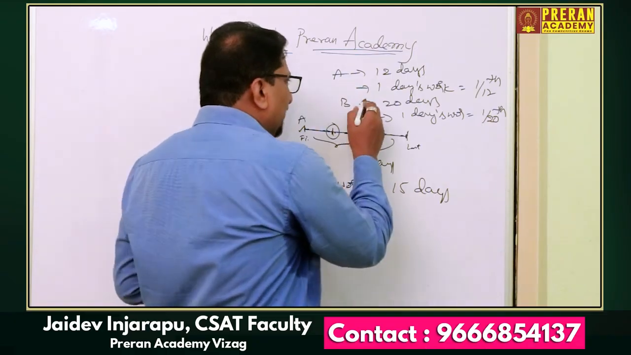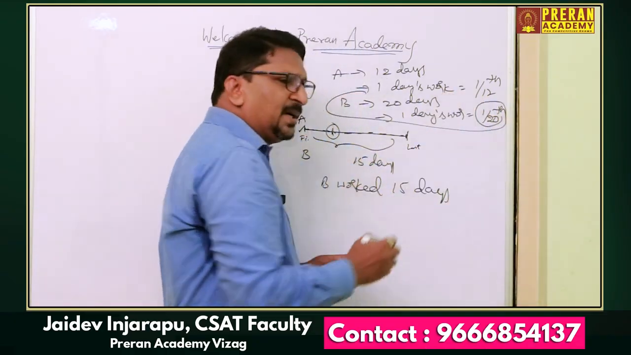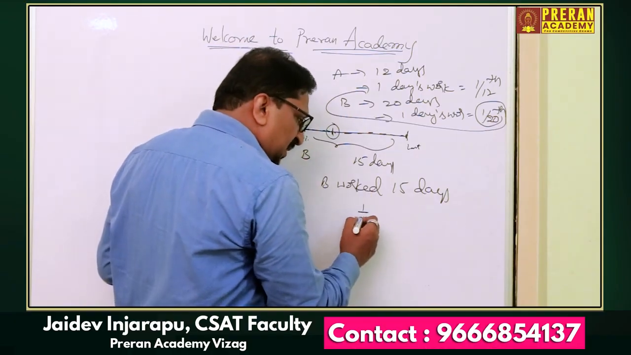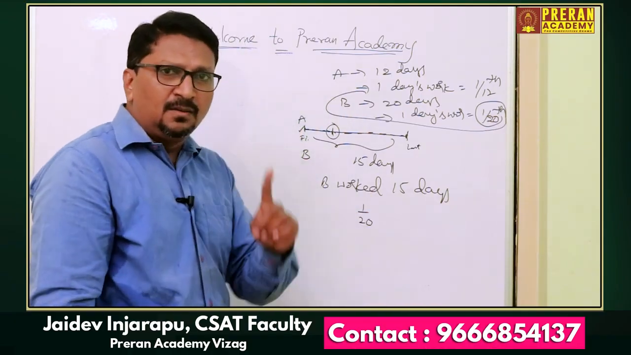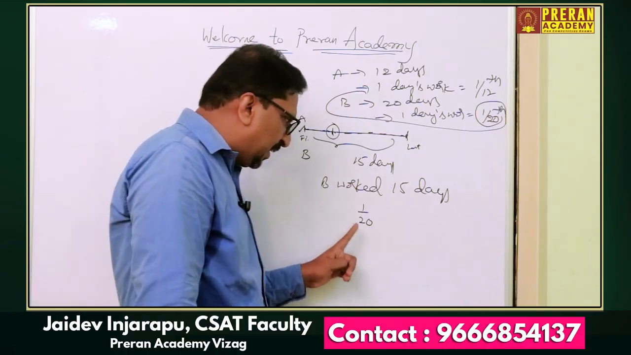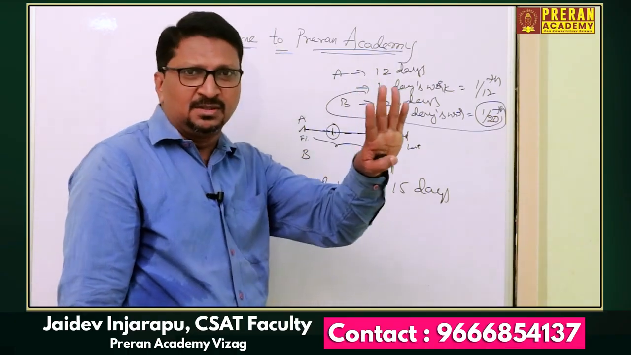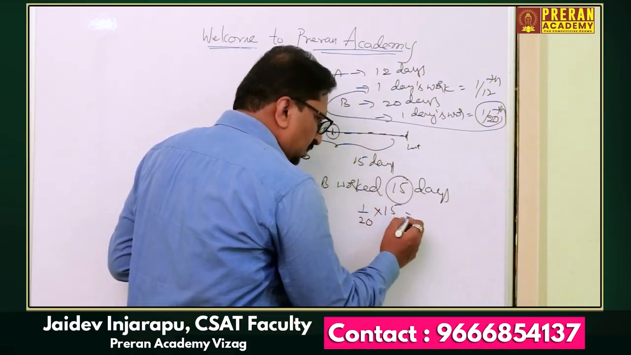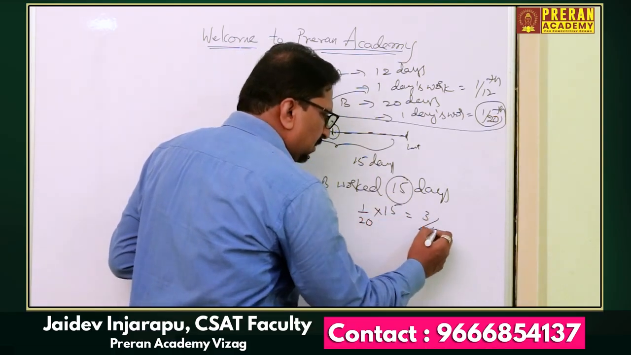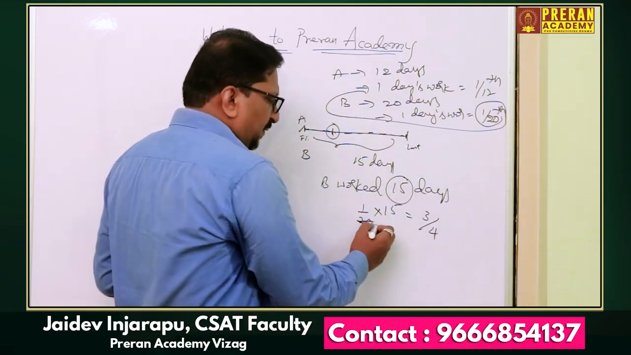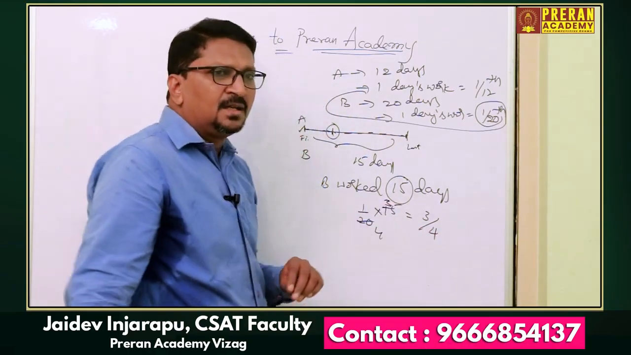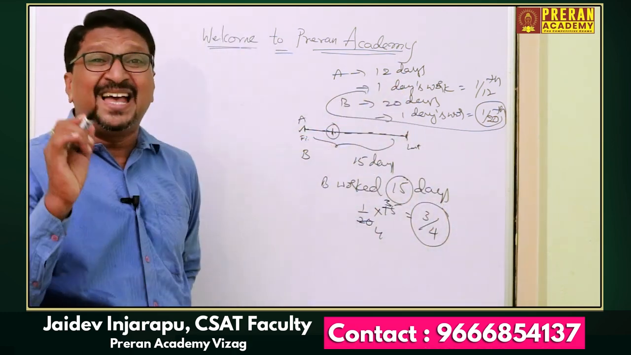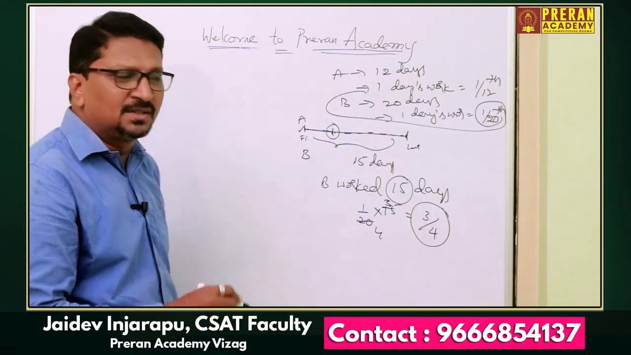Now, guys, B's 1 day's work is 1 by 20th part. In 1 day he can finish 1 by 20th part of the total work. But he worked for 15 days. So, into 15, it will be 3 by 4th. 5 4s are 20, 5 3s are 15. Now what does it mean? B has finished 3/4 of the work.